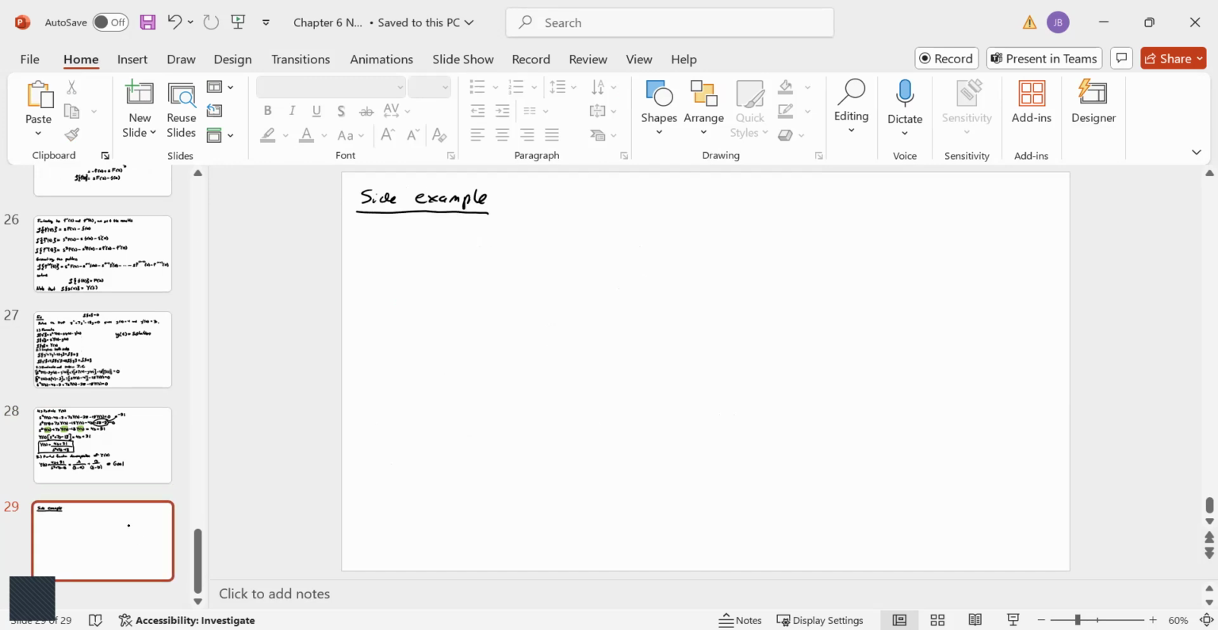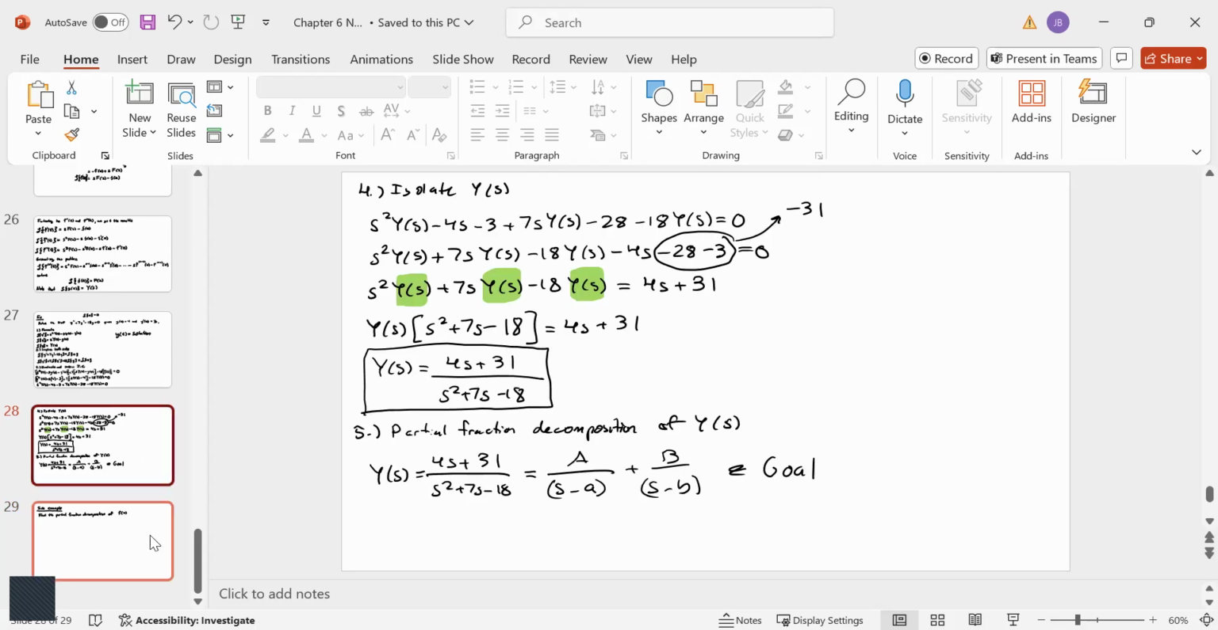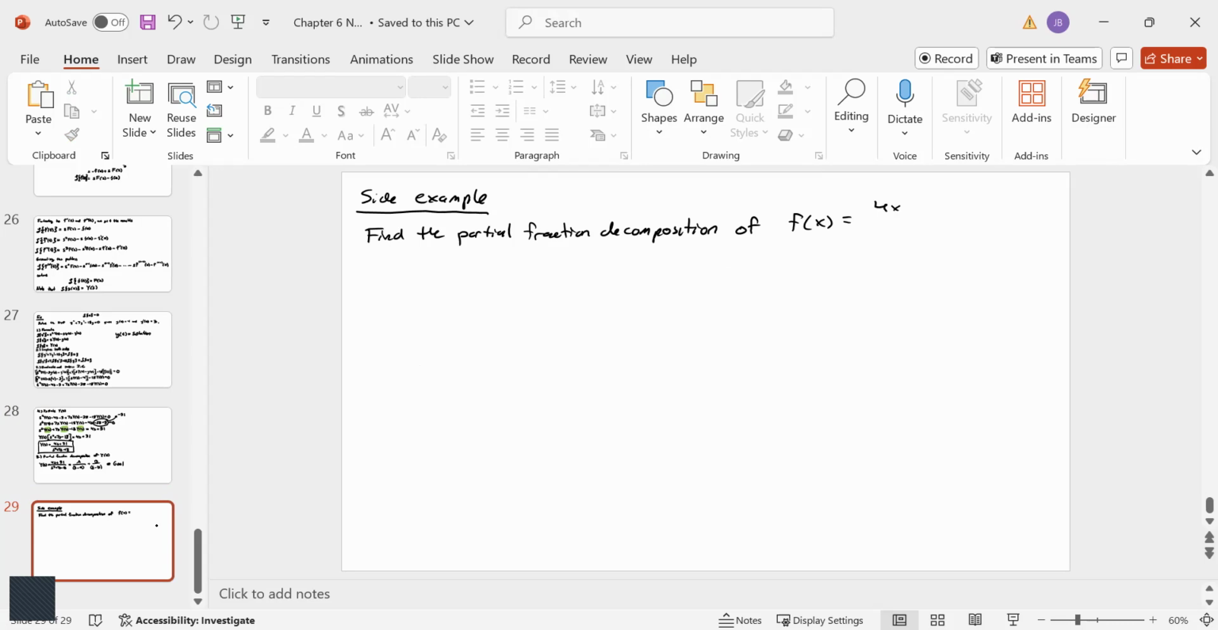Side example. Find the partial fraction decomposition of, and I'm going to use the letter x here just because it's going to look nicer. That's literally the only reason. So this is a side example, and I'm just taking this one right here, equal to 4x plus 31 over x squared plus 7x minus 18. Okay. And you usually learn this in Calc 2. I think in the Stewart textbook, it's 6.3 or 6.2. No, 6.3.